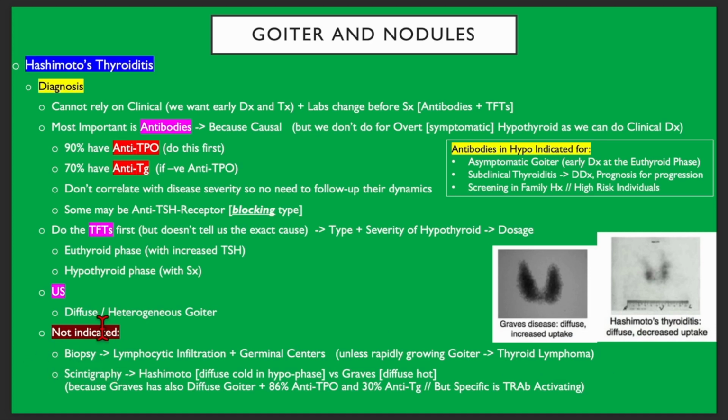And scintigraphy, again, you don't do it. You can do it if you are confusing Hashimoto with Graves. That's the difference on scintigraphy, how you differentiate them. But biopsy and scintigraphy we don't do. It's enough to do antibodies, function test, and ultrasound.